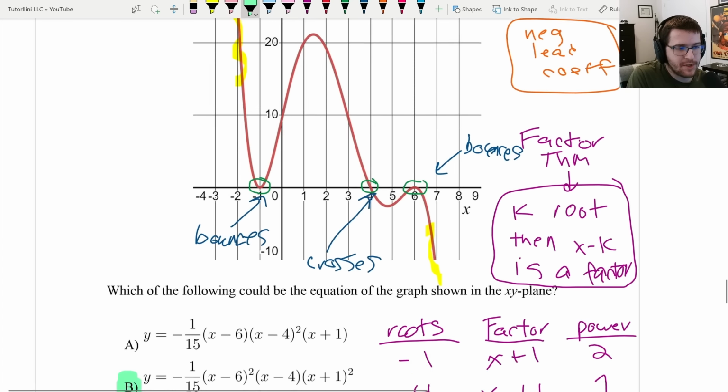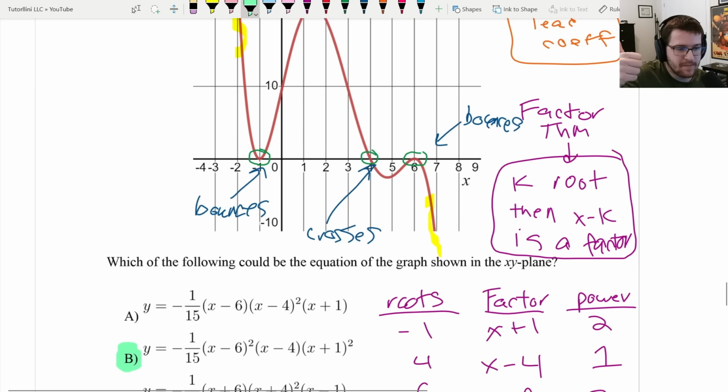So a bunch of things we just covered: end behavior, the factor theorem, so x minus k, where k is the root, is the factor, and then the local behavior of the root. So if it bounces, it's even, in the SAT's case usually 2, and if it crosses, it's odd, in the SAT's case usually 1.